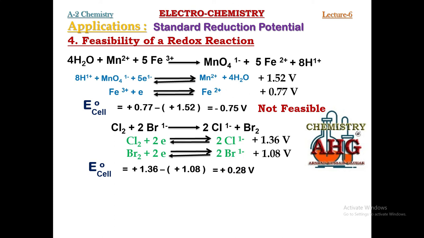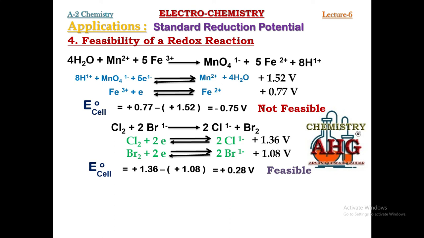So what does this mean? That this reaction that was given to you is feasible because its standard cell potential is positive and it is producing a voltage of 0.28. Again I am telling you, this is not about being spontaneous, but that is not the question. The question was whether this reaction is feasible or not. So this reaction is feasible because it is giving us some output, some voltage is produced.